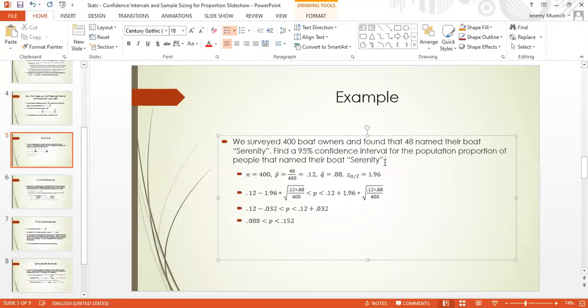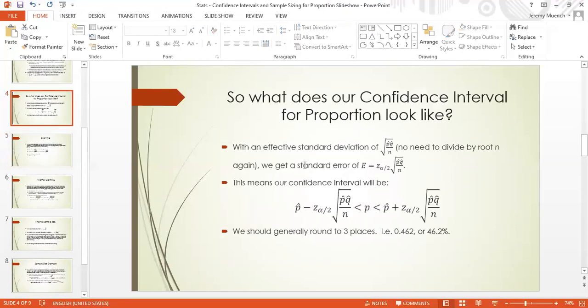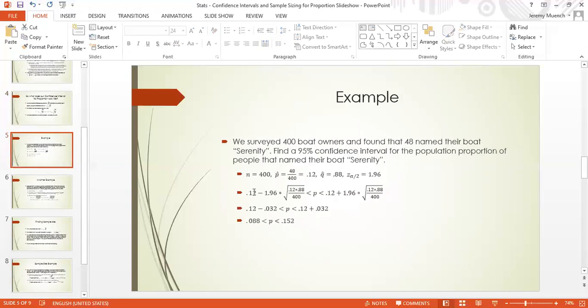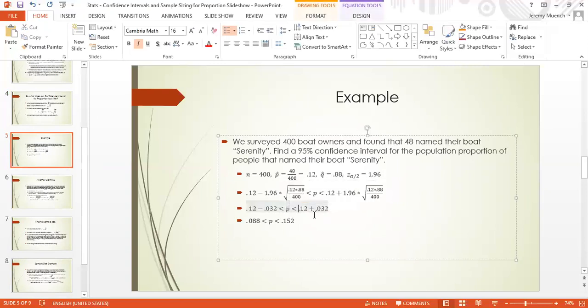So we just plug this stuff in. I've got 0.12 here, 1.96 here, 0.12, 0.88, 400. So we just put it all in. 0.12 minus 1.96 times the square root of 0.12 times 0.88 over 400. This root times 1.96 works out to about 0.032. So we get 0.12 minus 0.032 is less than p, is less than 0.12 plus 0.032.